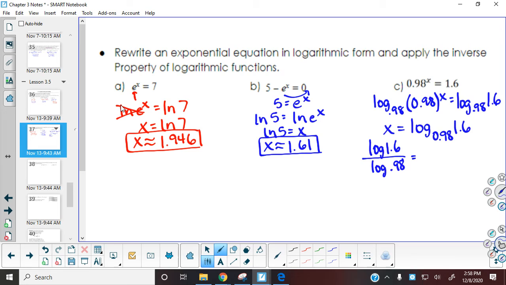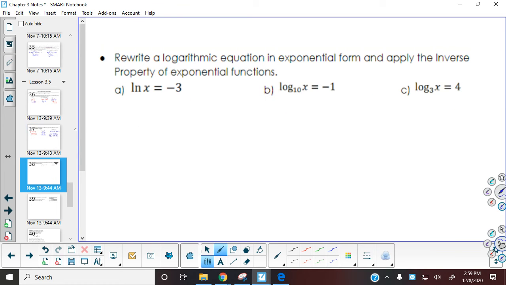And so when you type that in your calculator, you would get a value of negative 23.264 for your value of that logarithm, okay? Moving on to the third option. To rewrite a logarithmic equation in exponential form and apply the inverse property.